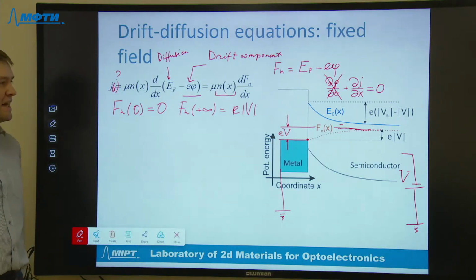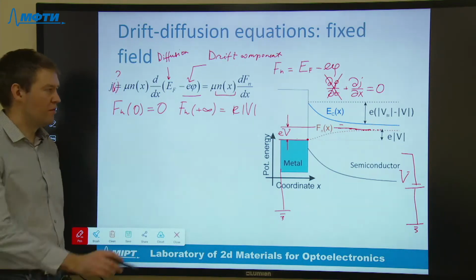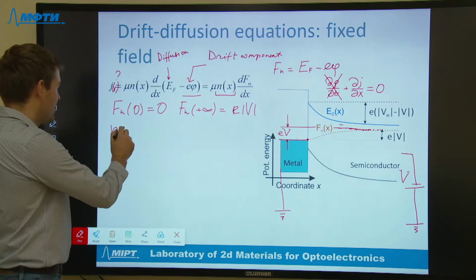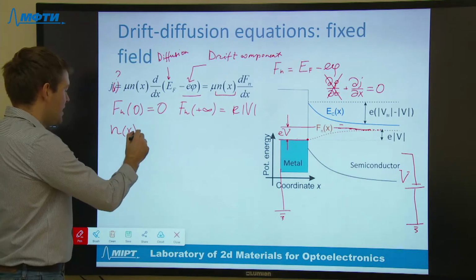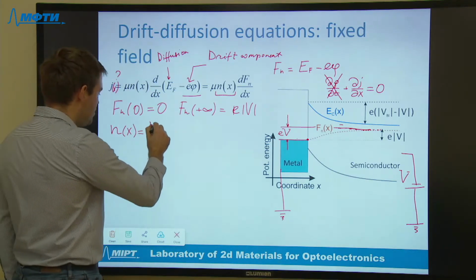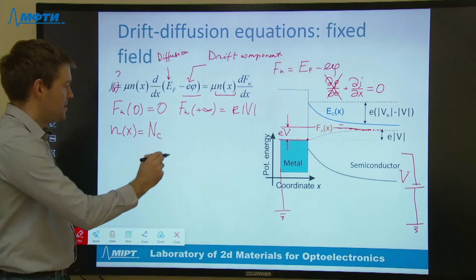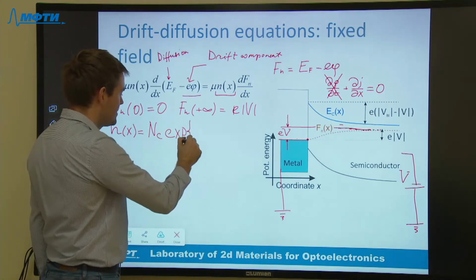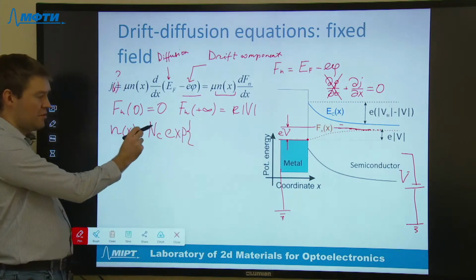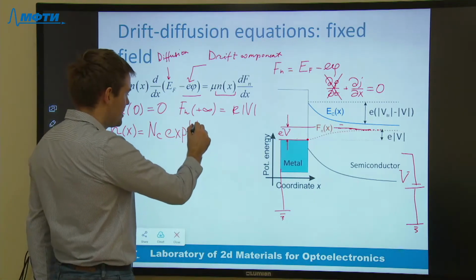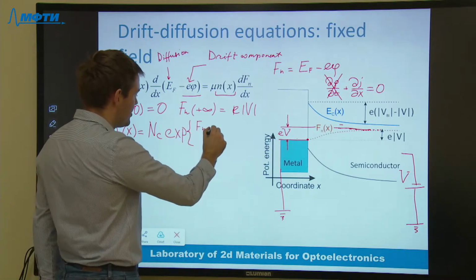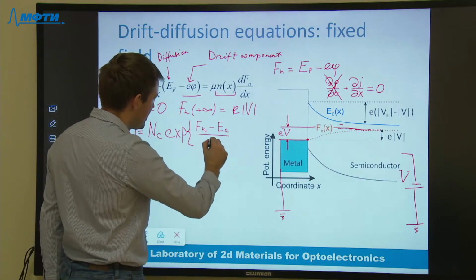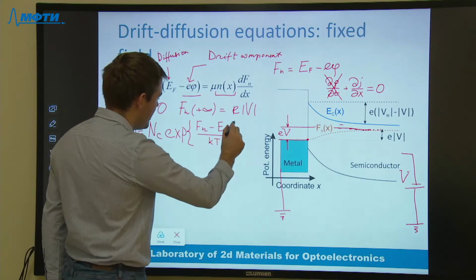But before doing this, we will need to express the density in terms of local Fermi energy and local position of the conduction band. The density at each point is the effective density in the conduction band. Effective density of states in the conduction band is just a tabular value for each semiconductor multiplied by the exponent of the local difference of Fermi level and the conduction band bottom divided by kT.